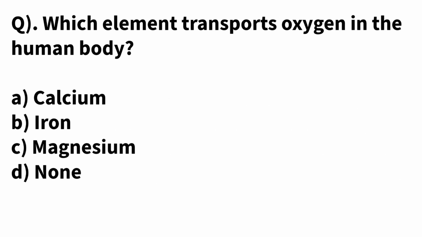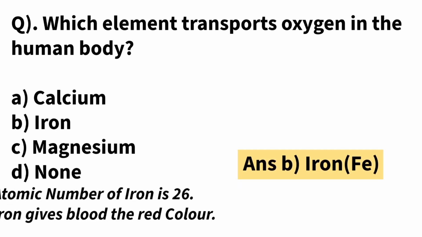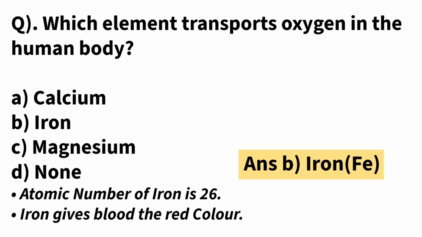Which element transports oxygen in the human body? The answer is option B, iron. Atomic number of iron is 26. Iron gives blood the red color.